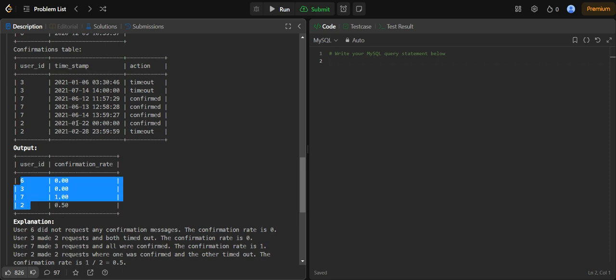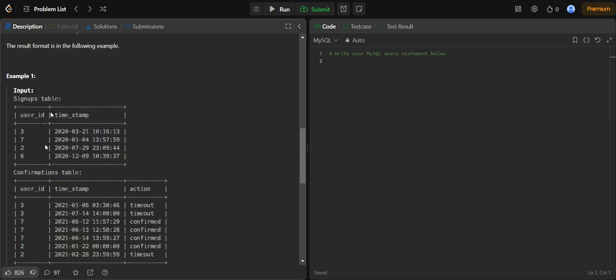Confirmations table might not have all the users. But the sign up table must have all the users. Therefore, I am left joining the sign up table with the confirmation table on the basis of user ID. Let me show you what happens when I join the sign up table and confirmation table.